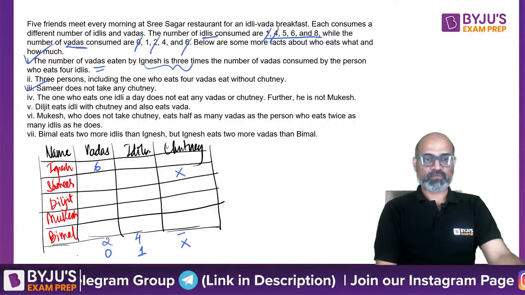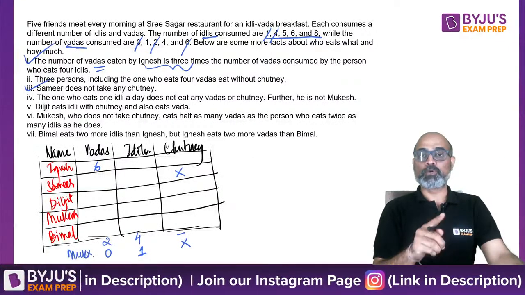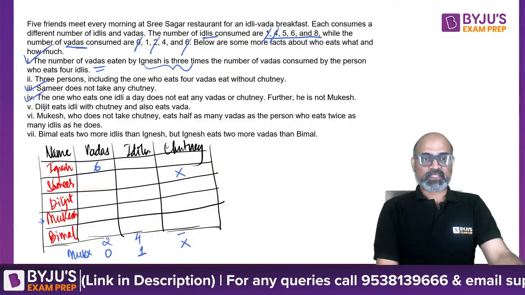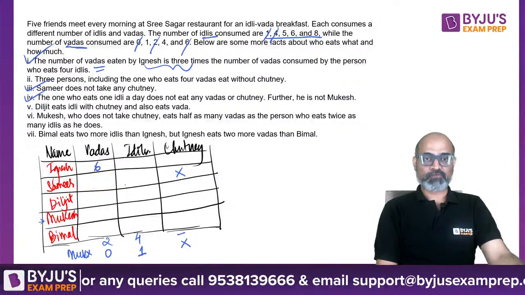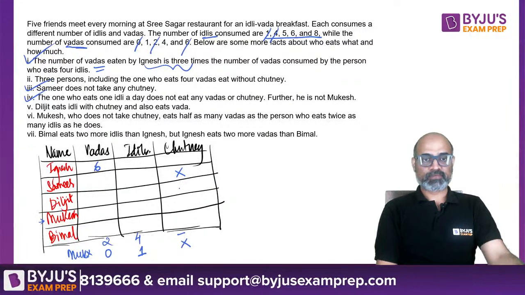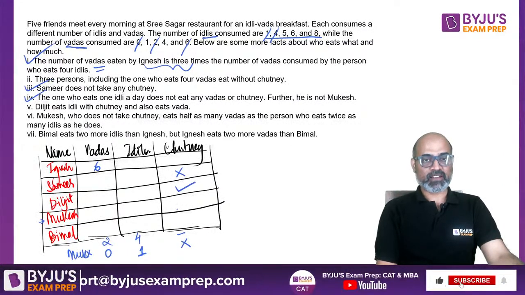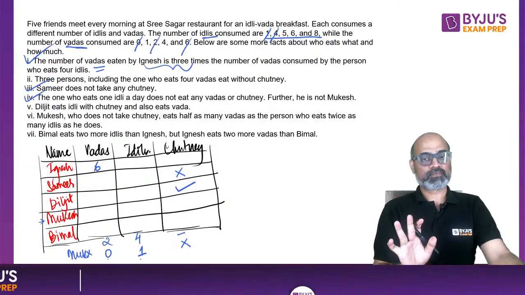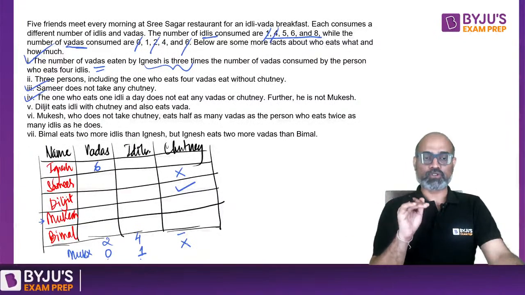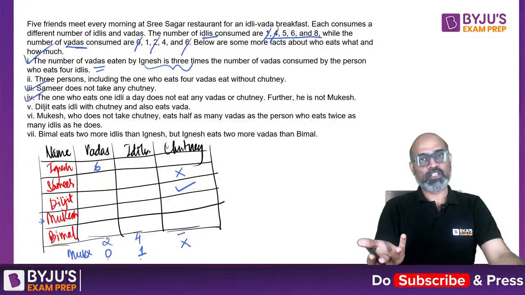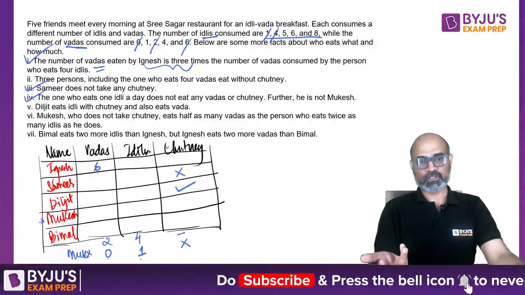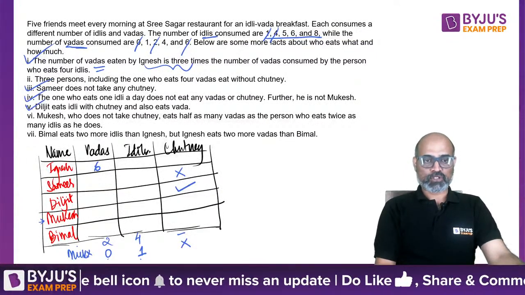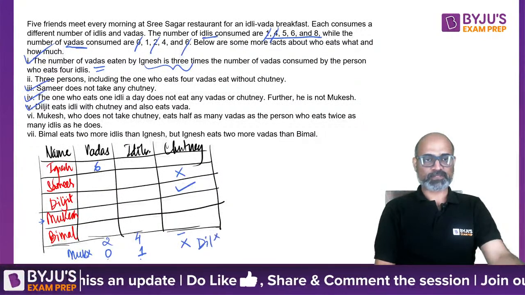Further, he is not Mukesh. So this guy is not Mukesh. So we are not going to put 0, 1, cross under Mukesh. So we will remember that. Diljit eats idli with chutney and also eats vada. So he does eat chutney and he eats idli and vada both. So he can't be the 0, 1, cross person. Mukesh can't be 0, 1, cross. So 0, 1, cross will either go to Samir or Bimal. These are the only 2 places we can put 0, 1, cross. Okay. So this is not Mukesh and this is not Diljit as well.